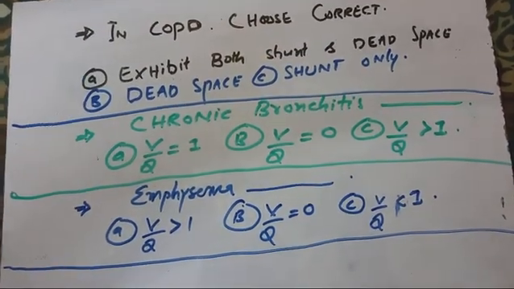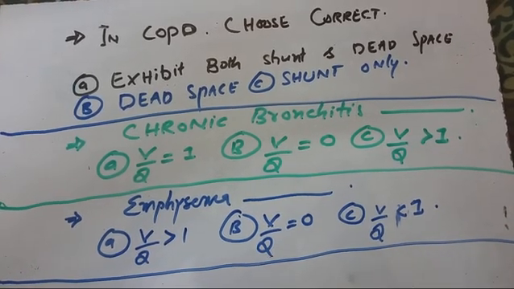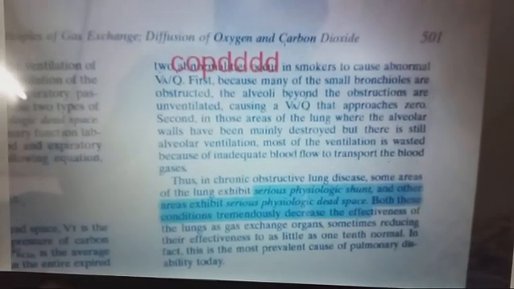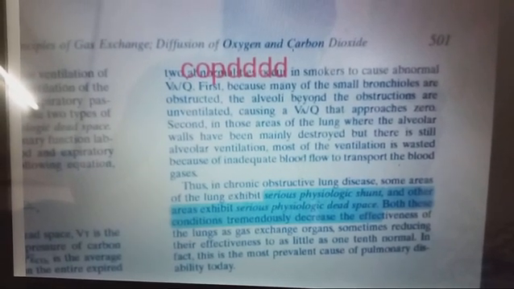Now I am giving the reference of Guyton. It is clearly mentioned in the Guyton. You can see over here, this is the Guyton book, page number 501. So in a COPD patient, we are having actually two things: chronic bronchitis and emphysema.